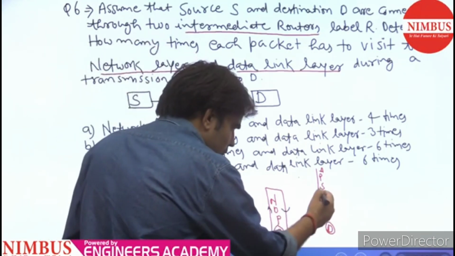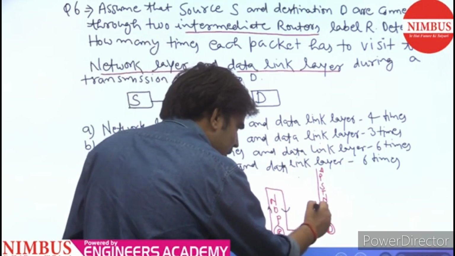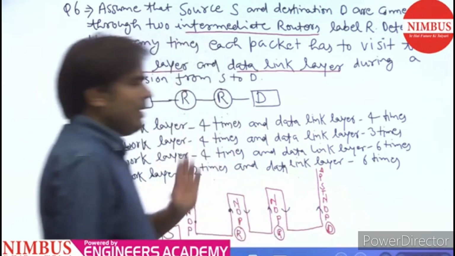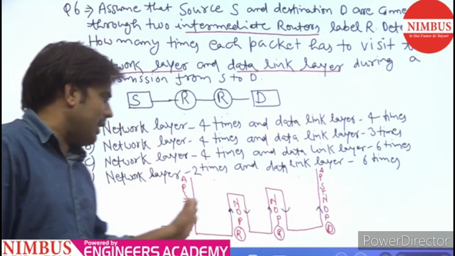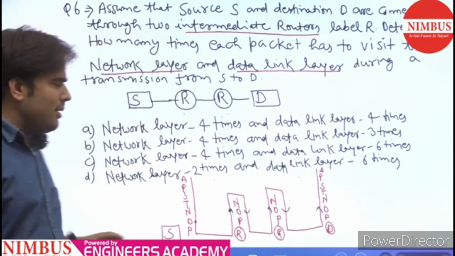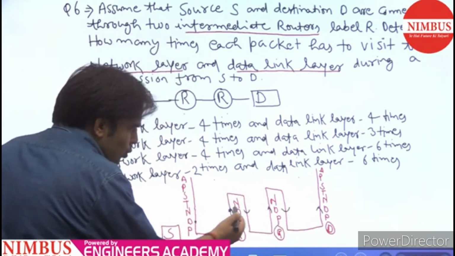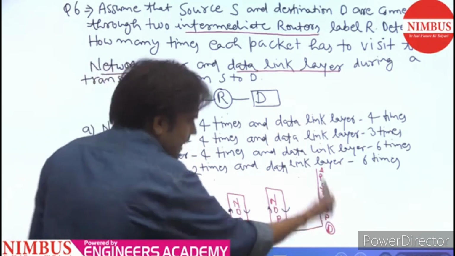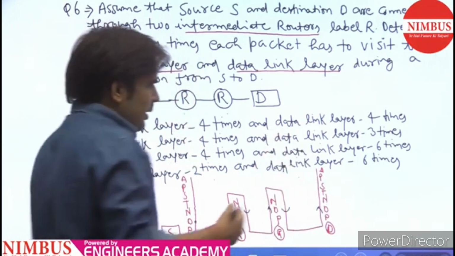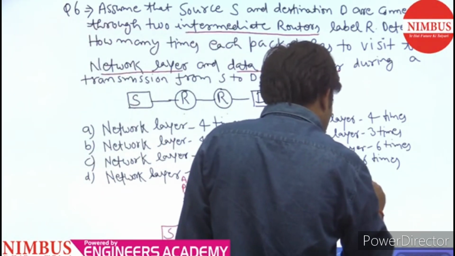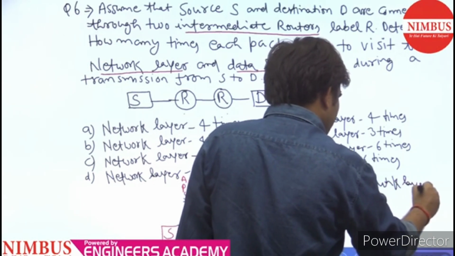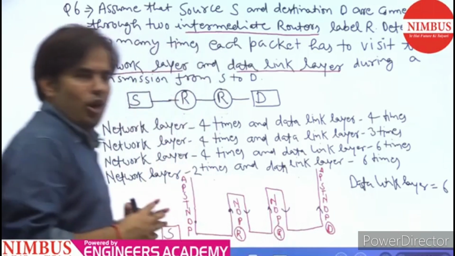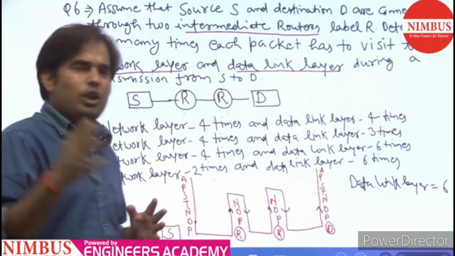When it is delivered, one time it is going to visit the data link layer here. So how many times is the packet going to visit the data link layer during the transmission? Very simple answer: 1 2 3 4 5 6. Six times. So the data link layer it is going to visit 6 times.